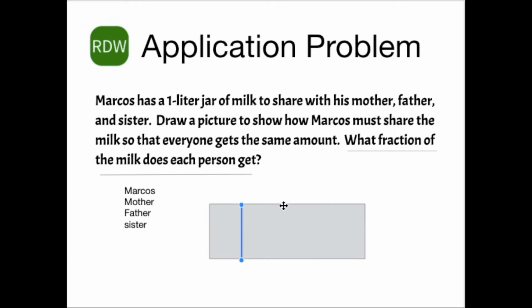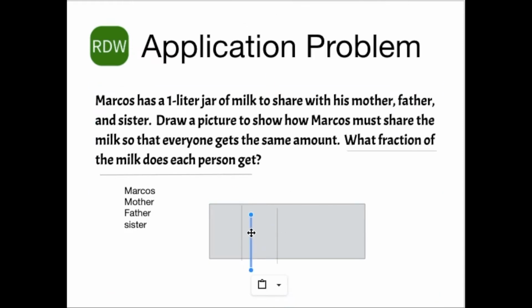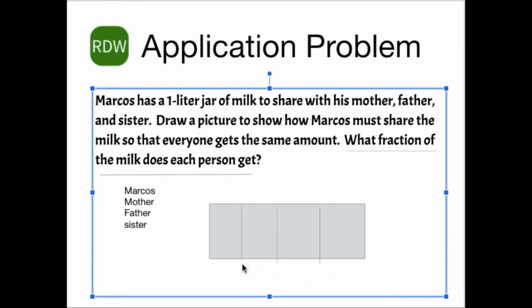1, 2, 3, and 4. Good. Now our rectangle has 4 parts. 1, 2, 3, 4. What fraction of milk does each person get?